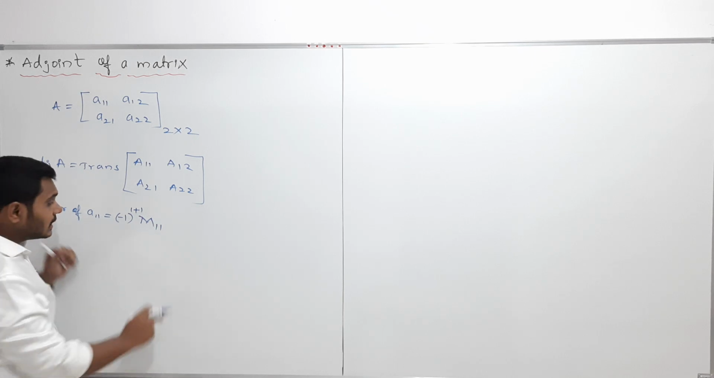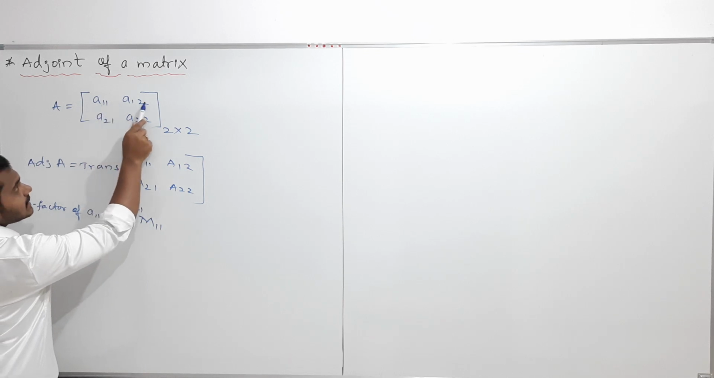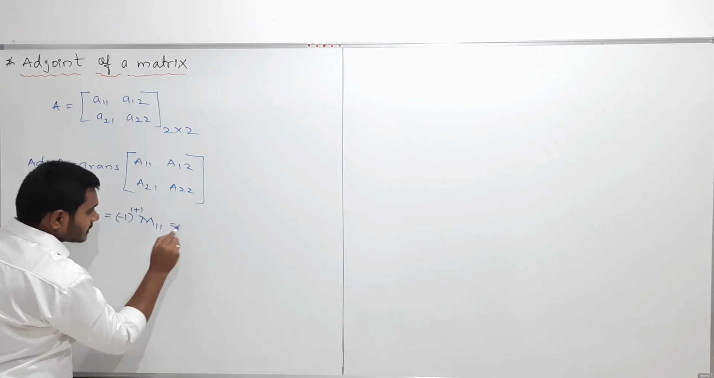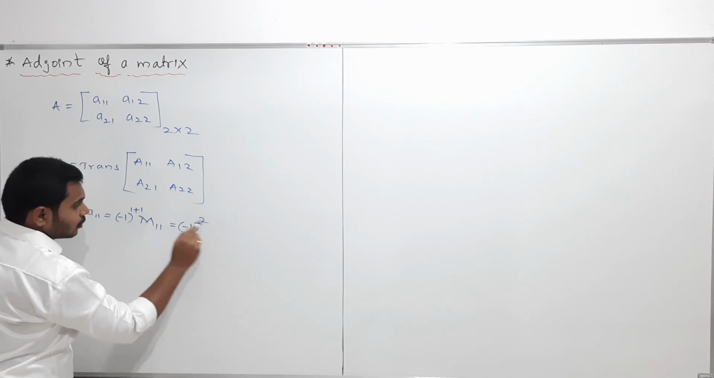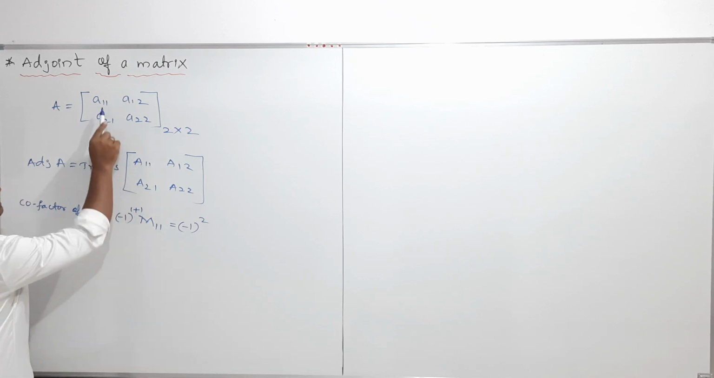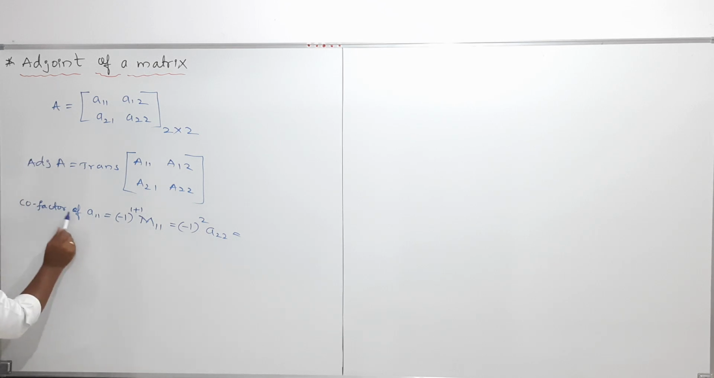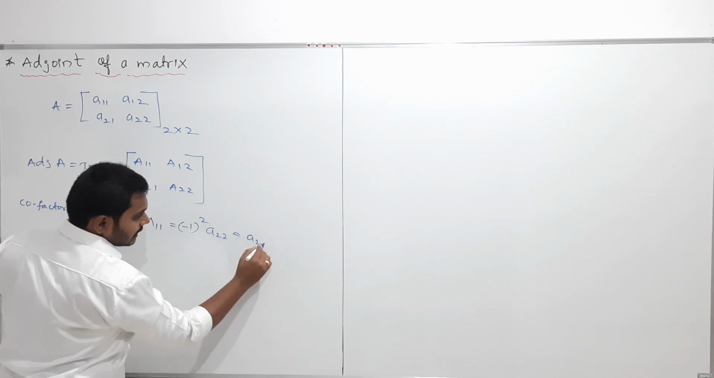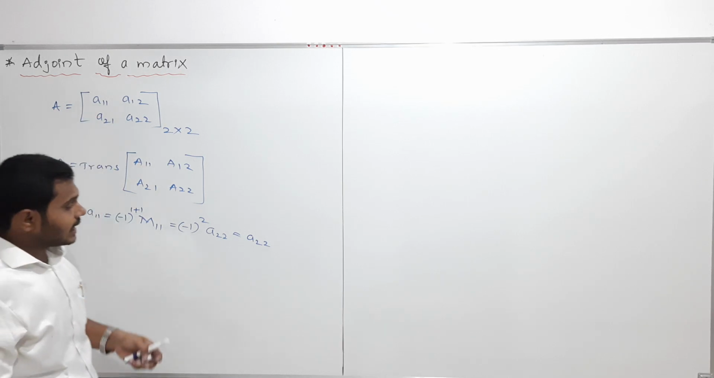And how should we find M11 here? I also discussed that. To find the minor of A11, leave this row and this column. The remaining element is A22. So this is equal to minus 1 whole to the power 1 plus 1, which is minus 1 whole square, as 1 plus 1 is 2. M11, the minor of A11, is obtained by leaving this row and this column; the element remaining is A22. So the cofactor of A11 is minus 1 whole square, which is plus 1, into A22, which is A22. A22 is the cofactor of the element A11.